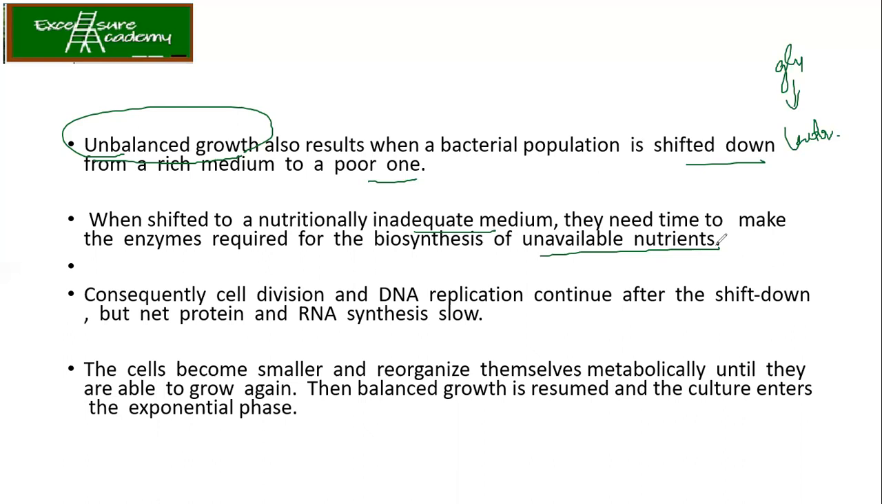But suppose histidine is not provided in the media, then they have to activate their operons so that they can start synthesizing tryptophan, histidine, or arabinose, any other things. Okay, so we have talked about all these operons. Now, consequently, cell division and DNA replication continue after the shift down, but the protein and the RNA synthesis slow down just because they are also needed to start synthesizing the unavailable nutrients. The cell becomes smaller in size, they reorganize themselves metabolically until they are able to grow again. Then the balanced growth is resumed and the culture enters the exponential phase.